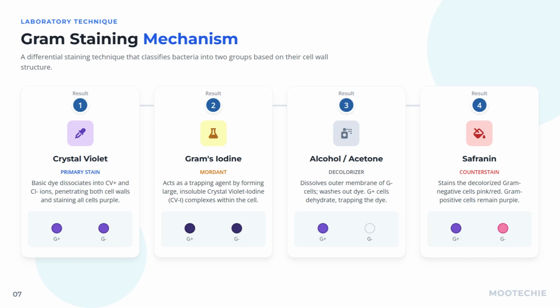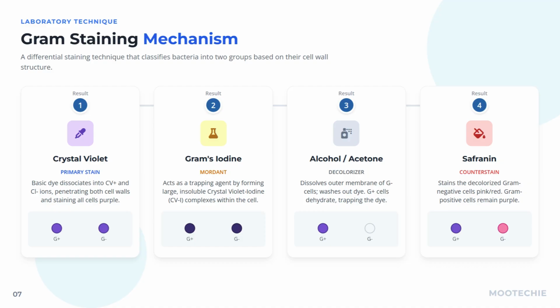Step 2. Gram's iodine, the mordant, acts as a trapping agent by forming large insoluble crystal violet-iodine complexes within the cell. The iodine doesn't add color, it acts like a fixative. It binds with the crystal violet to form a bigger complex that is harder to wash out.